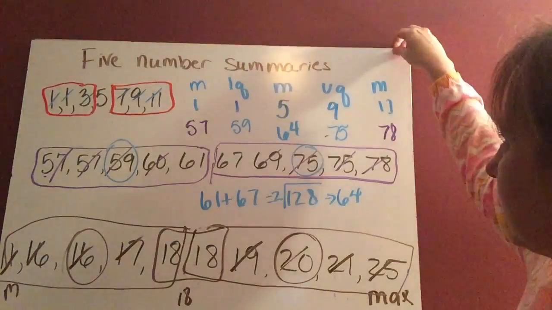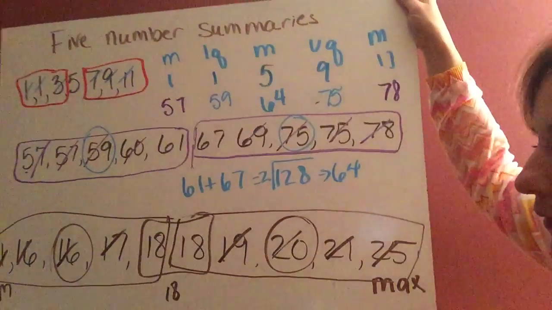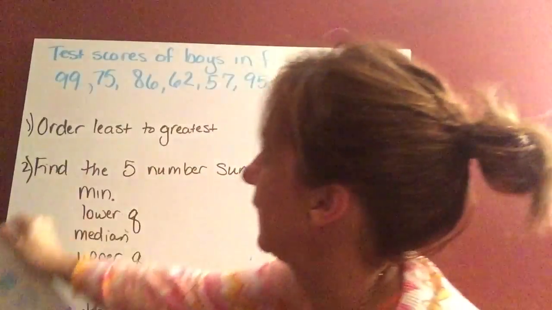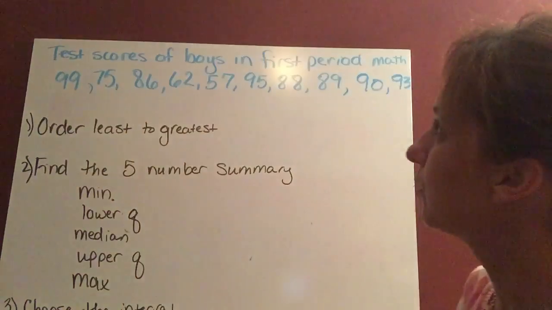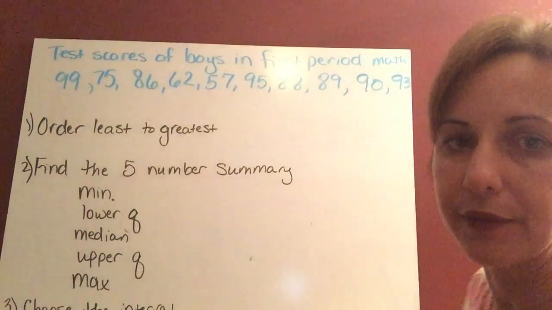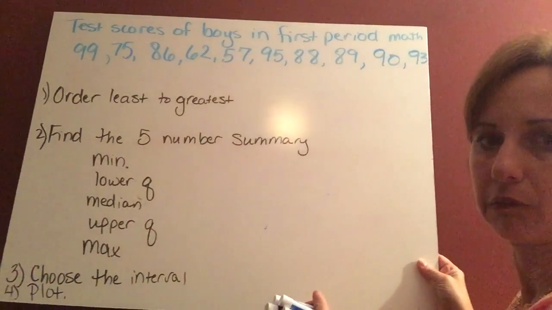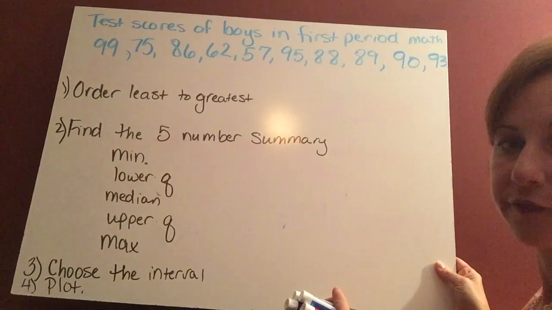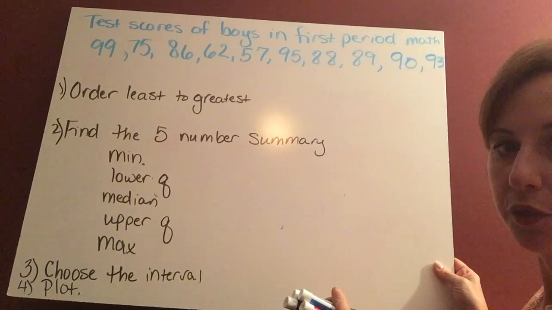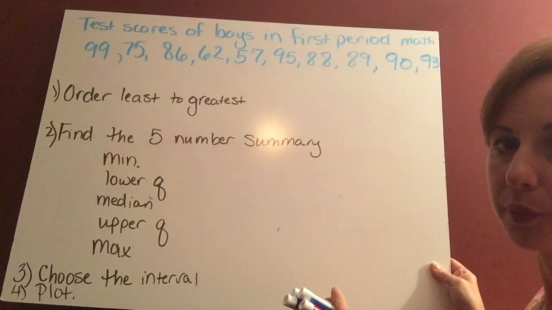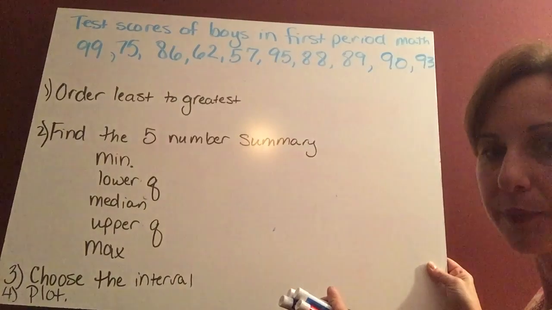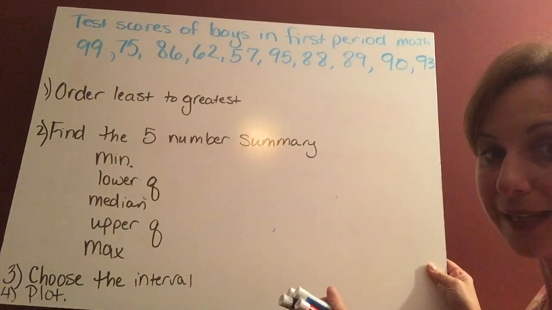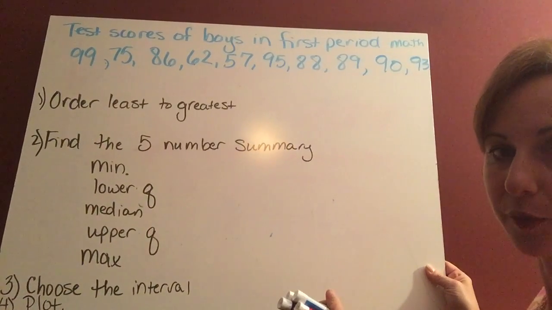So let's see how you do with this data. Test scores of boys in first period math. Before we do, we're going to order them least to greatest, find the 5-number summary, choose your interval, and plot. Please write these steps in your notes, complete it, and then come back to check your work.